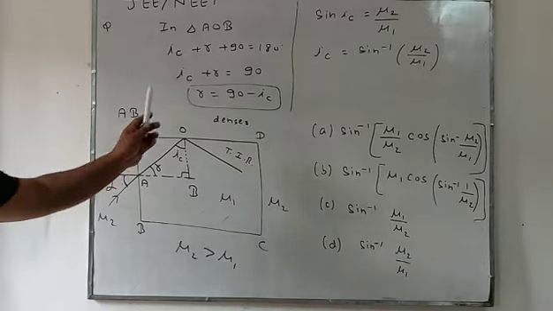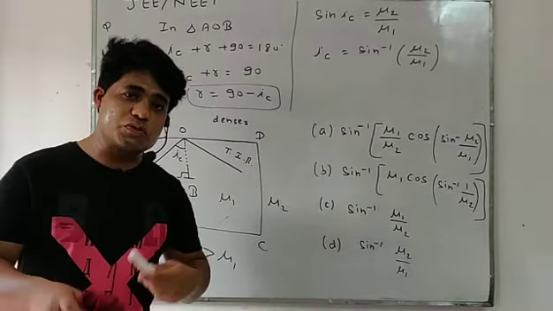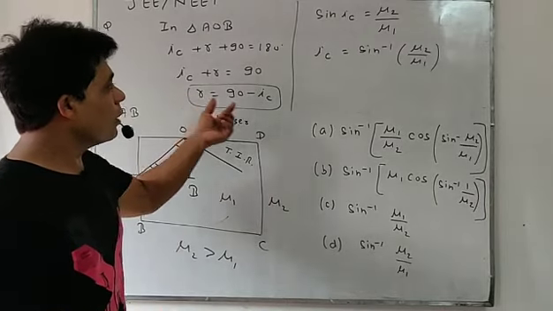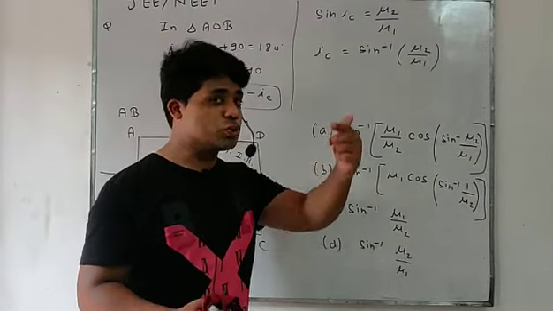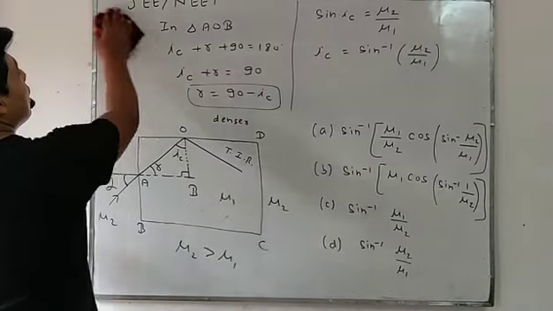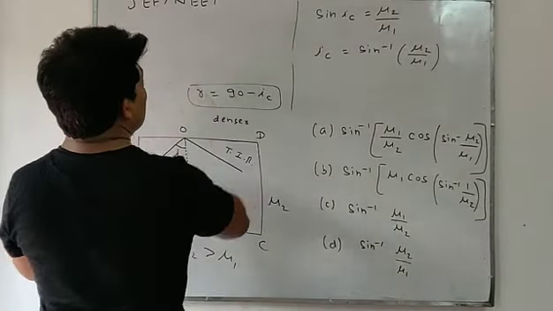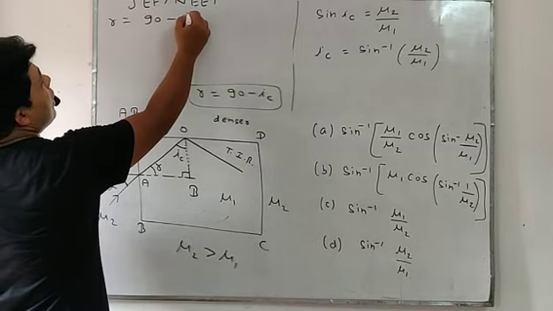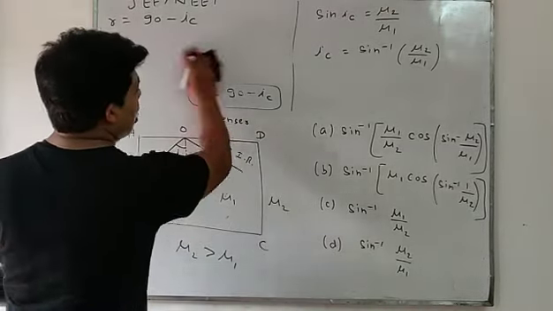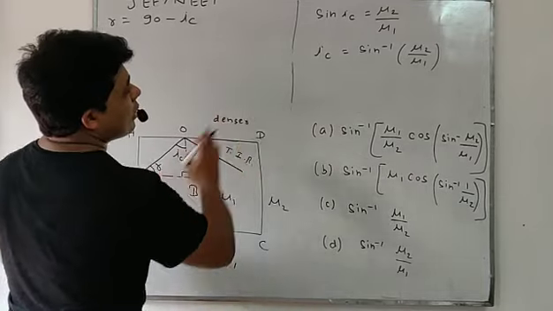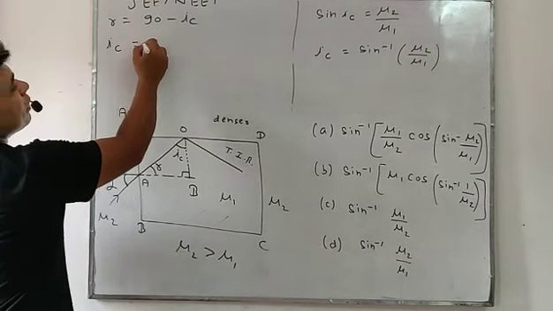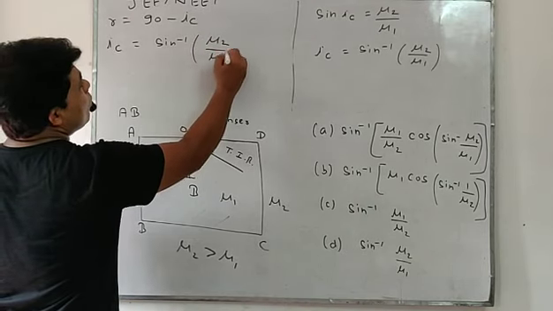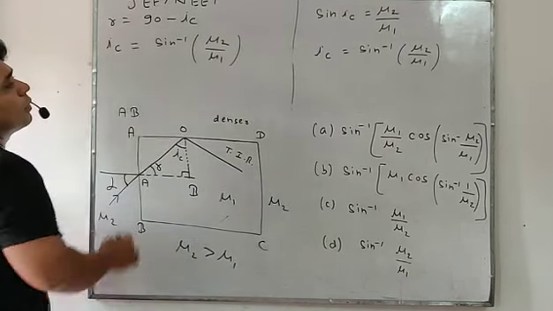Now students, I'm going to remove this mathematical portion because you have to find further. So just remember the two values, the value of R and the value of IC. Later on we'll use them in this numerical. So finally I'm going to write the value of R as 90 minus IC. Okay students, we can write this. And the second thing, IC we are having as sine inverse mu2 by mu1.